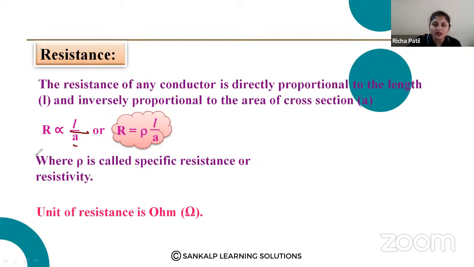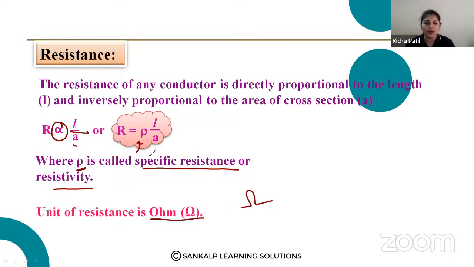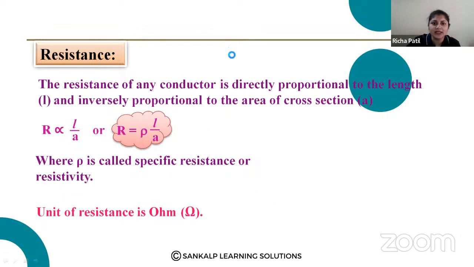When you remove this proportionality sign, you introduce a constant rho. So R is equal to rho into L by A, where rho is called specific resistance or resistivity. The unit of resistance is ohm. So remember the definition, the mathematical representation, and the unit of resistance. This is important.